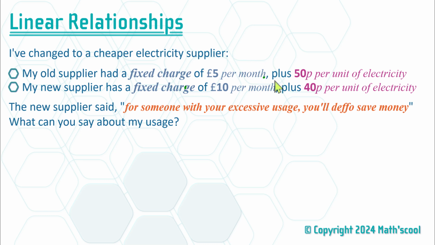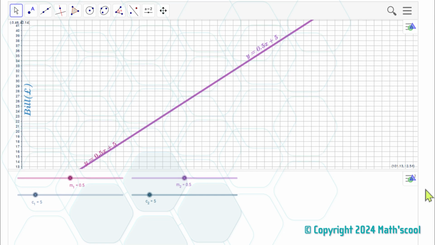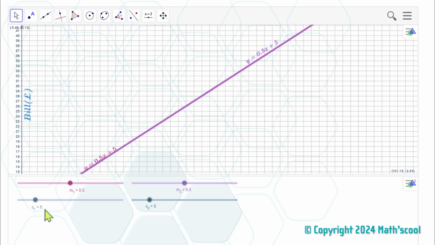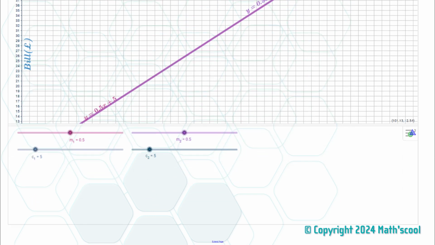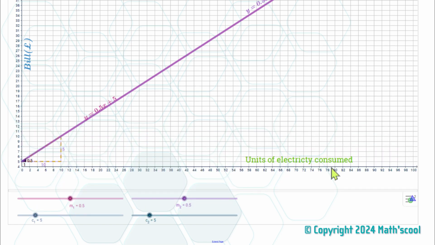Okay, so then it says, the new supplier said, for someone with your excessive usage, you'll definitely save money with us. So they're giving a bigger fixed charge, but they're charging less per unit of electricity. So what we're going to do is plot those onto a grid. The first supplier charges a fixed charge of £5, and then the gradient of the graph is going to be the cost per unit, because my x-axis here is going to be the units of electricity used.